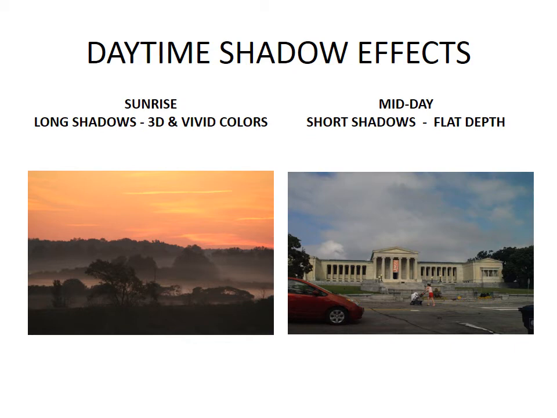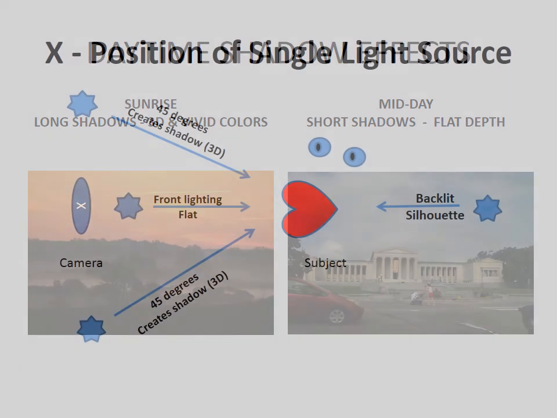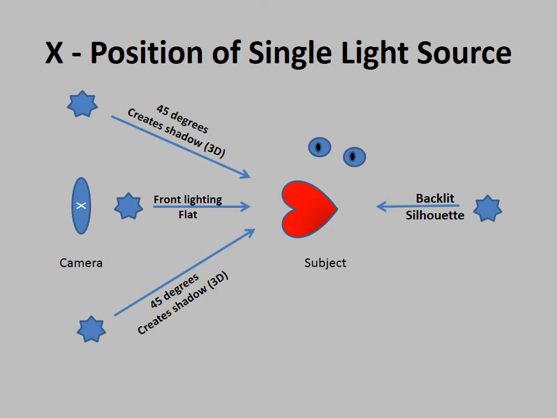The position of a single light source. If the camera is to the left where the X is, and the subject matter is the cartoon figure, we will notice that when the angles of the light source are at 45 degrees to the subject, it creates a 3D effect. For a flat effect, you would want front lighting, which gives no shadow.